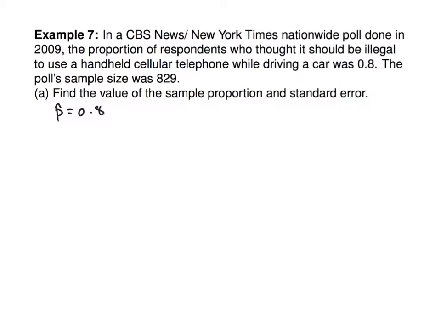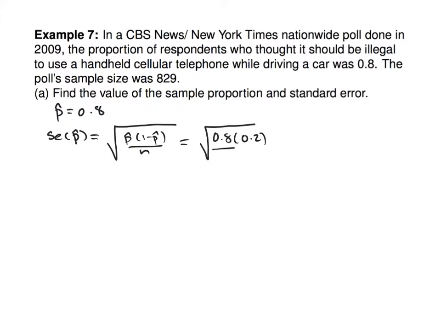0.8. Okay. Standard error. So standard error of p hat. That's not so bad, right? Same formula as before. Root p hat, 1 minus p hat over n. So what's that? 0.8, 0.2 over 829. Awesome.